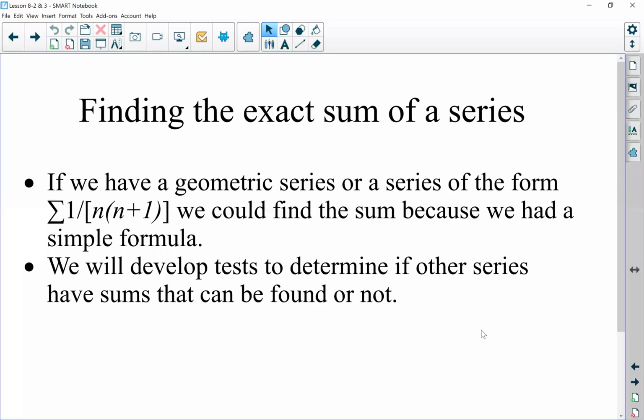So we talked about ways of finding the exact sum of an infinite series. If it's a geometric series, pretty easy. We have a formula for that. If it is a telescoping series of the form 1 over n times n plus 1, we can find that sum as well. What we're going to do for other series is rather than finding the exact sum, we're going to just look for ways to tell whether or not there is a sum, whether or not the sum of that series goes to a specific value or not.